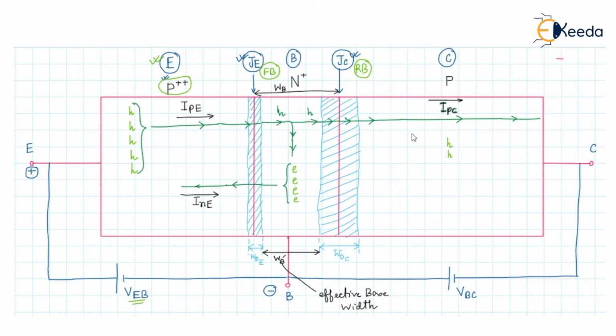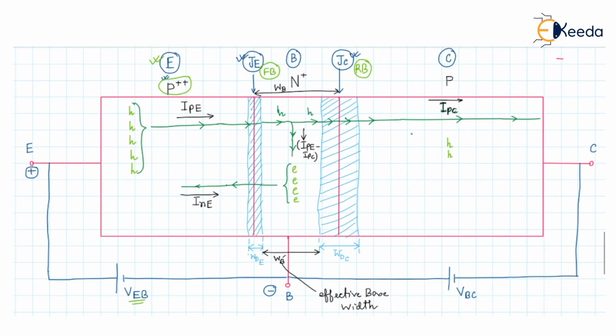Now, in this direction, I can say some amount of current will flow, that is IPE minus IPC. This is the current due to the recombination inside the base. So these are the currents due to the majority carriers of the emitter. Now there will also be some amount of current due to the minority carriers.